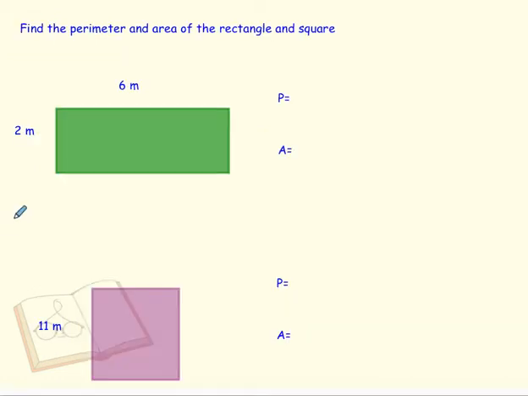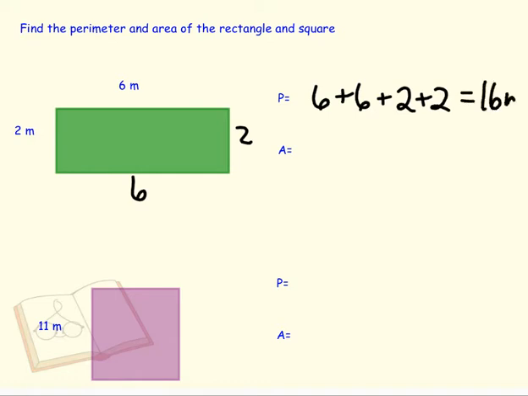Let's say we have these here. Well, for the perimeter, we are going to take 6 and 2 and say, I have the same on all of the sides. So I would be adding up 6 plus 2 plus 2, which means that we get 16 meters. The area is just 6 times 2, since that's our length times width. So we get 12 meters squared.